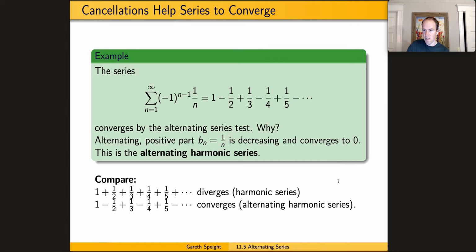So that's quite surprising. This is one important thing to remember, the difference between the harmonic series and the alternating harmonic series. So normally terms going to 0 is not enough. But if the signs are alternating and the positive parts are decreasing and go to 0, that is enough.